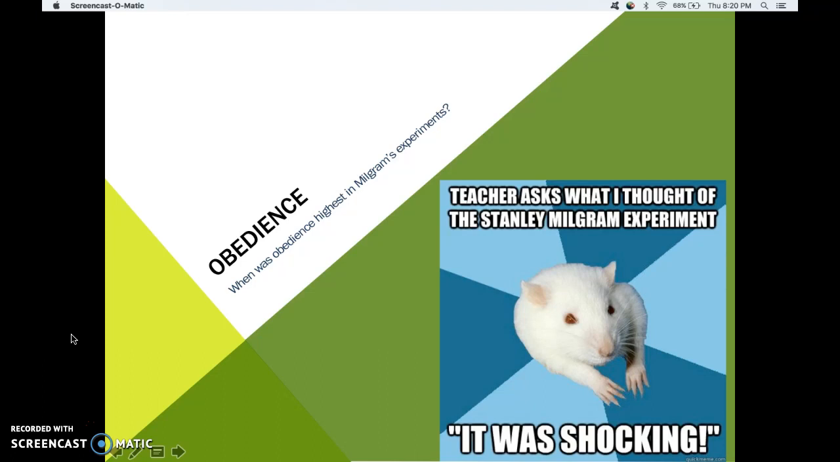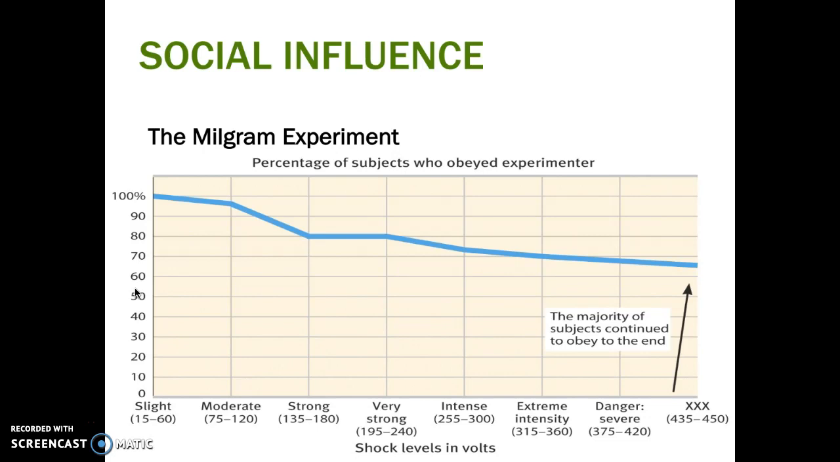Milgram, before he did the experiment, did a poll at Yale in the psychology department, asking all the other professors and asking students, what did they think the breakdown was going to be? And they said, probably maybe 1% of the folks are going to go all the way up to 450. As you can see here, about 65% of the research participants went all the way to 450 volts.